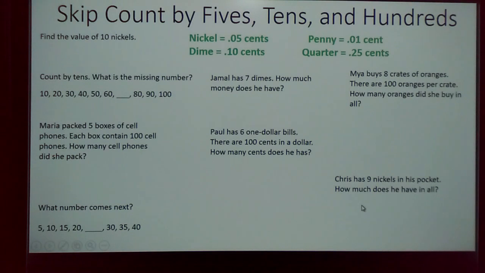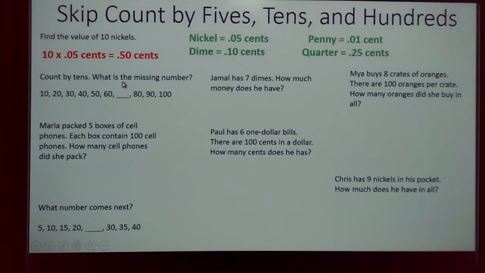Now we're going to learn about skip counting, about 5s, 10s, and hundreds. Now these are our coins up here. Remember, a nickel is 5 cents, a dime is 10, a penny is 1 cent, and a quarter is 25 cents. Okay, now, find the value of 10 nickels. Well, if a nickel is 5 cents, and there's 10 of them, we would say 10 times 5, which gives me 50 cents.